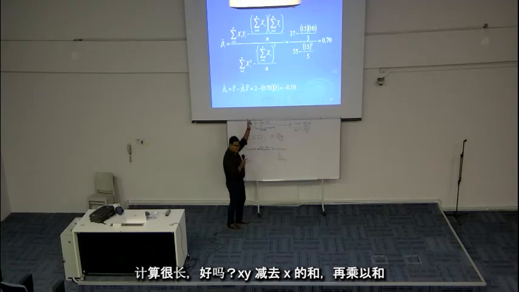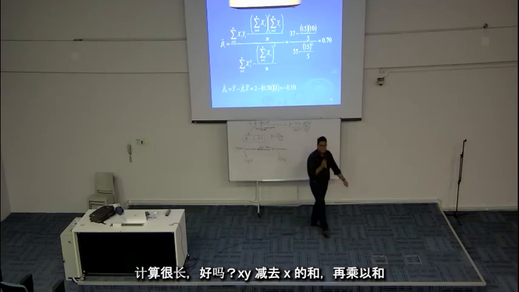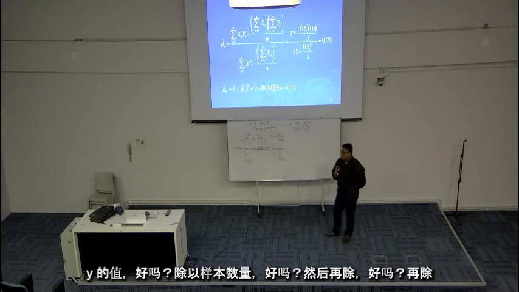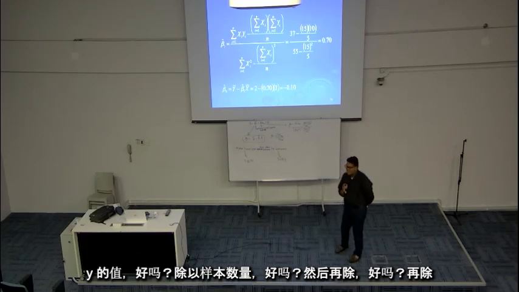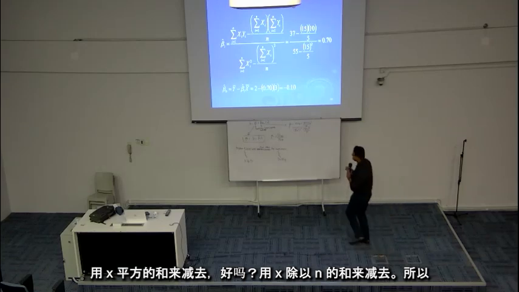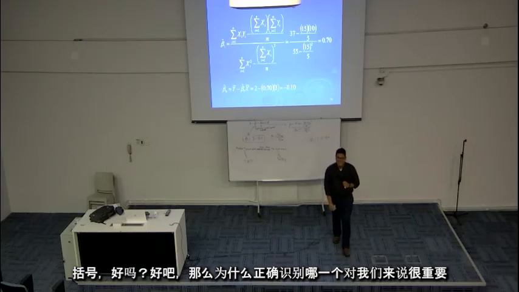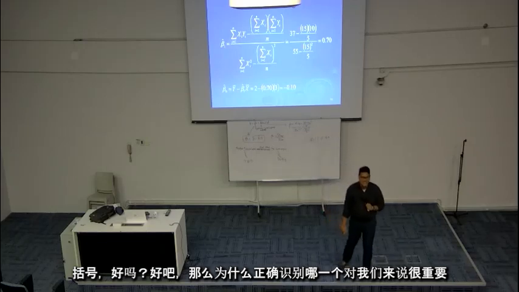Summation of xy minus the summation of x multiplied by the summation of y, divided by the number of samples, and then divide again by the summation of x square minus the summation of x divided by n. So the summation of x square is not the same as the summation of x, the whole thing squared, just because of this bracket.